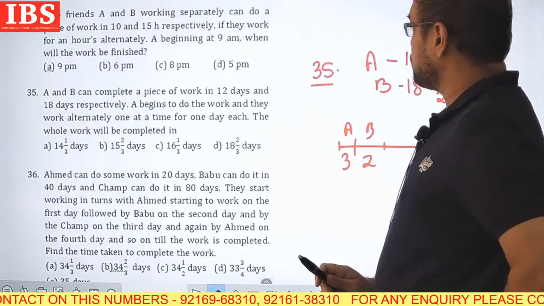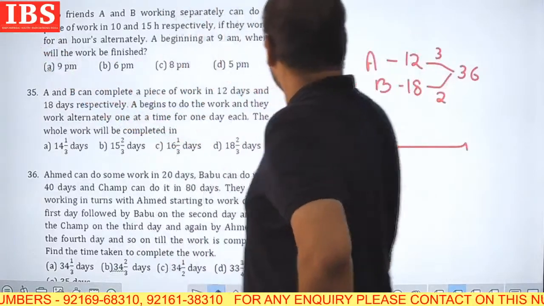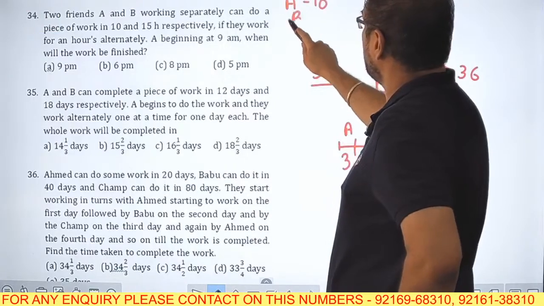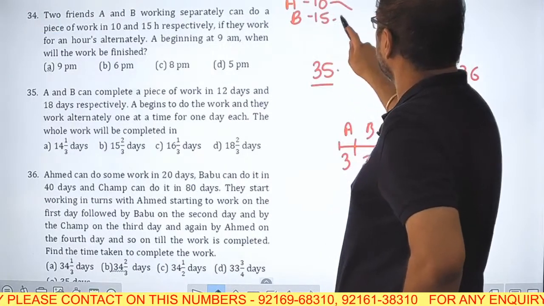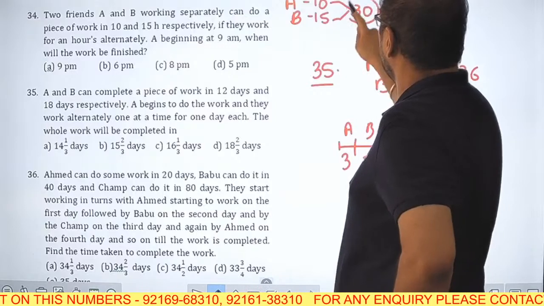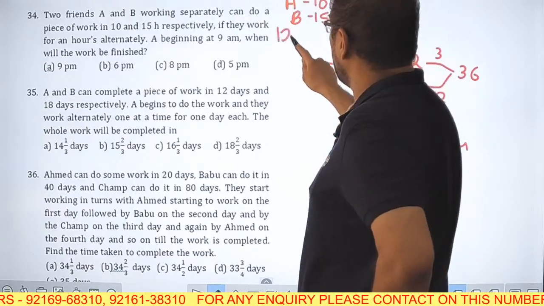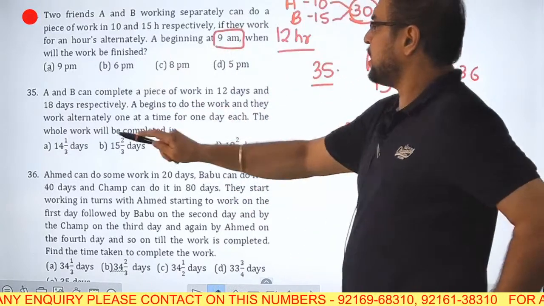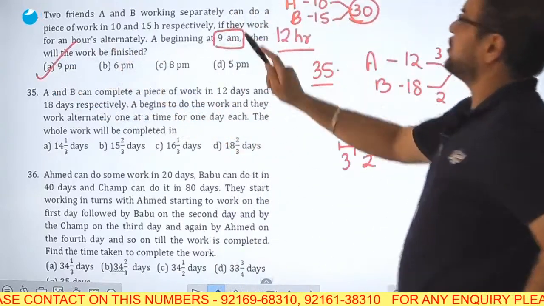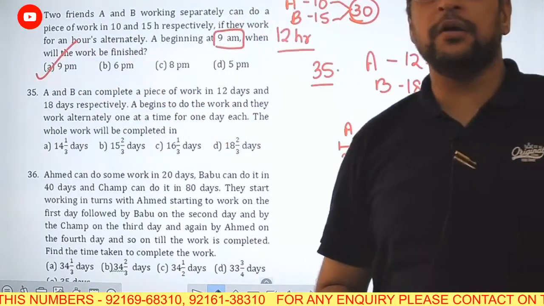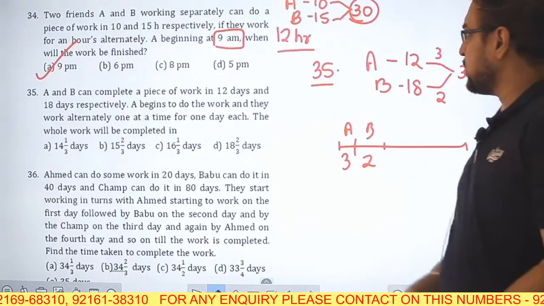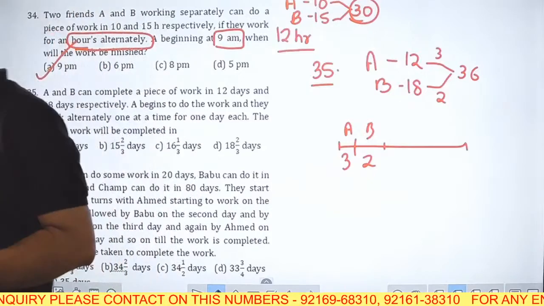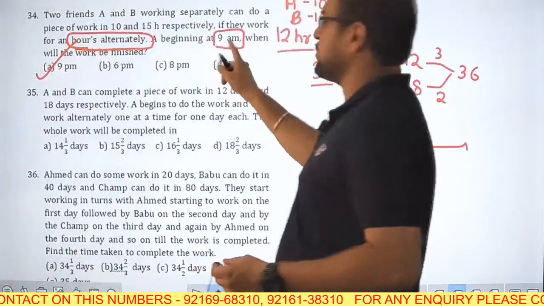Okay, so the 34th we were doing first. 34th is easy. A is 10 and B is 15, so this is 30. We did solve this question. 12 hours was the right answer. That means 9 AM plus 12 hours becomes 9 PM. Because this is hours, alternately they are coming for hours. So 12 hours will be the right answer; 12 hours after 9 AM becomes 9 PM.